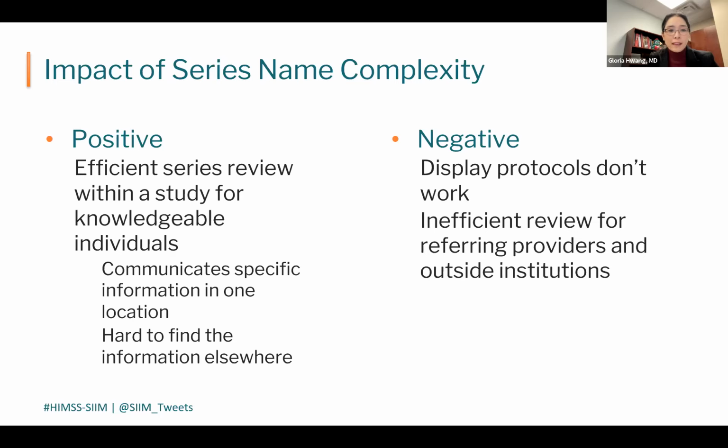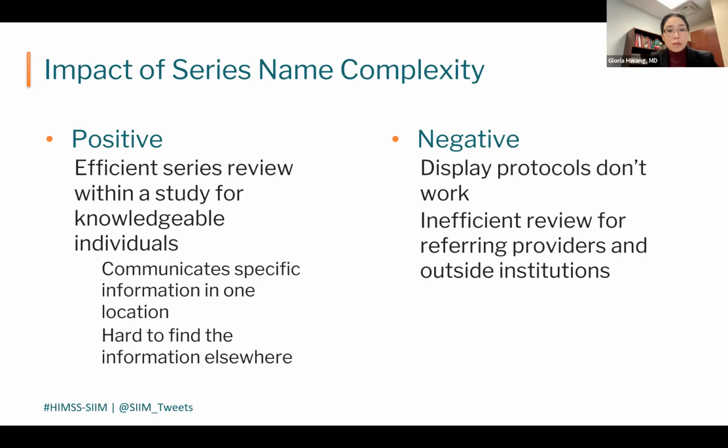But the one thing that they do offer for people who have created these is that our radiologists know what each series does and has a reason for the name of each series. And so when our radiologists are reviewing their images, they can efficiently go through a lot of complex data. It communicates all that information in one panel, and it's hard to find the information elsewhere. You have to hunt and peck.